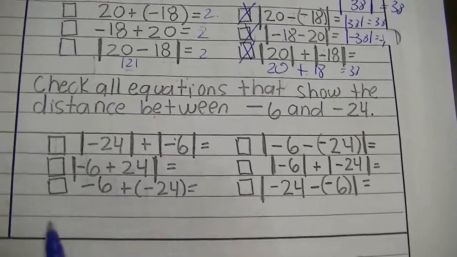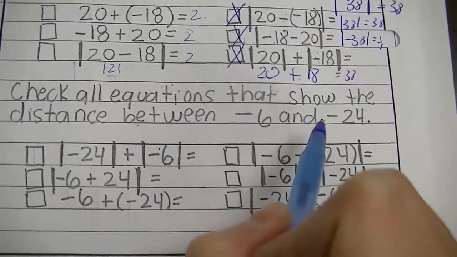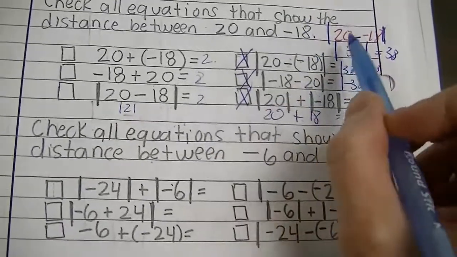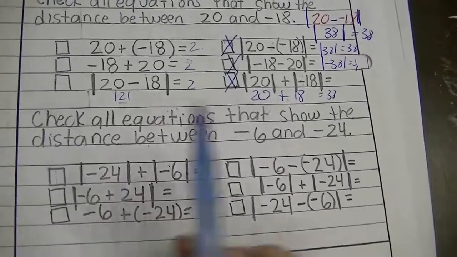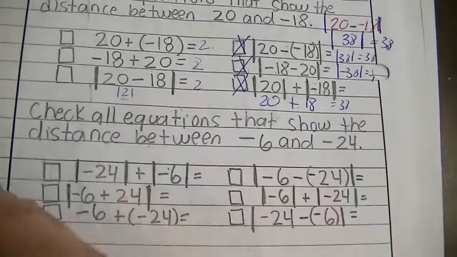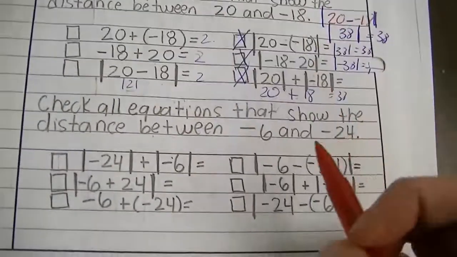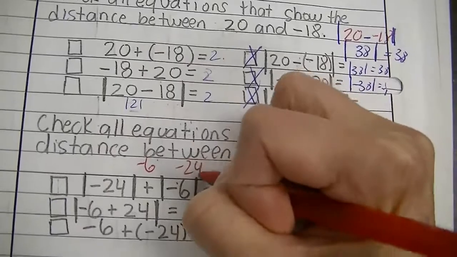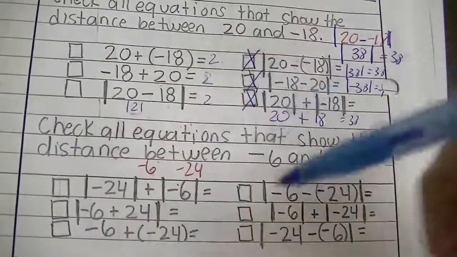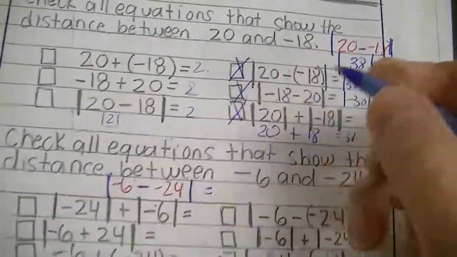Okay. Check all equations that show the distance between -6 and -24. Again, I'm going to find my answer the way I select, and then I'm going to check the boxes that correspond to that and match that correct answer. I'm not going to draw a number line. I'm going to use the second or the third method. So I'm going to write down -6 and then -24, and I know that if I subtract them and then take the absolute value of it, that's going to give me the solution.